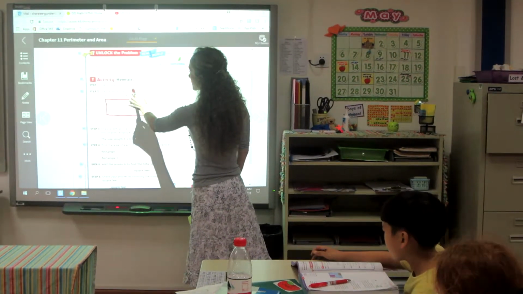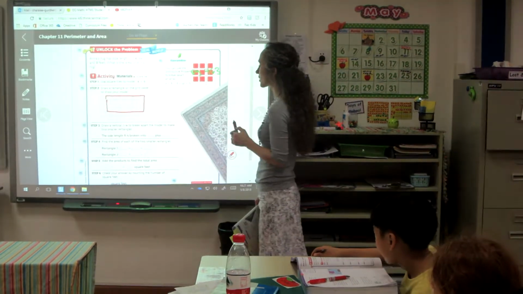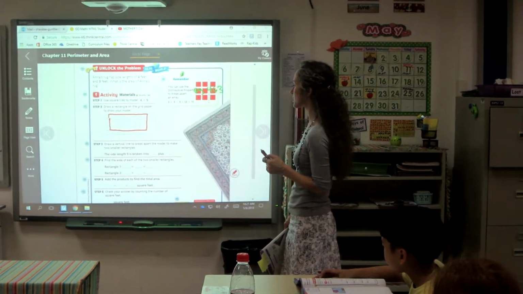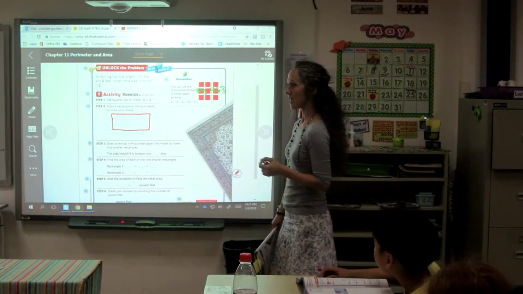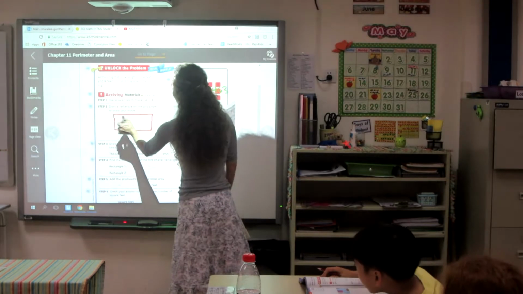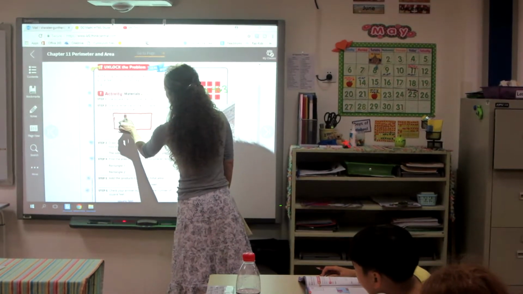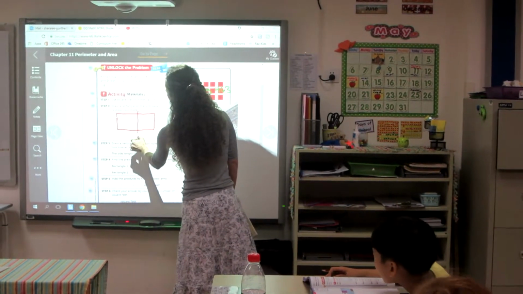So we need to break this apart. It says draw a vertical line to break apart the model to make 2 smaller rectangles. I'm going to go ahead and pick it this time. I'm just going to break it like, 1, 2, 3, 4, 5. Let's break it like this.